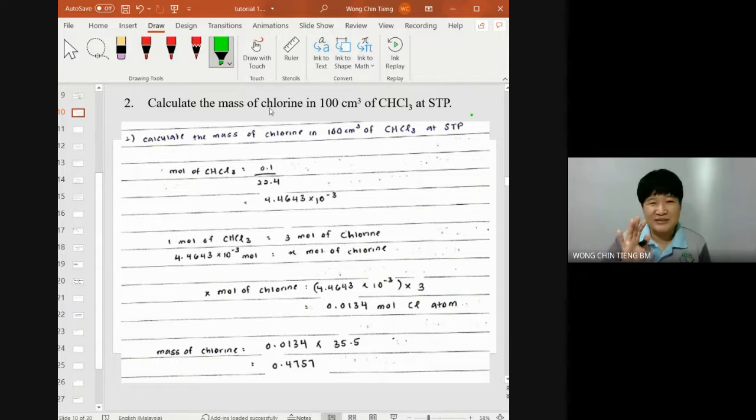Aku buka je yang tu, aku tak payah tengok nama pun saya tahu ni Benji punya. Calculate the mass of chlorine in 100 cm³ of CHCl3. Soalan ni saya nak fokus pada satu benda, okay, which is 100 cm³.